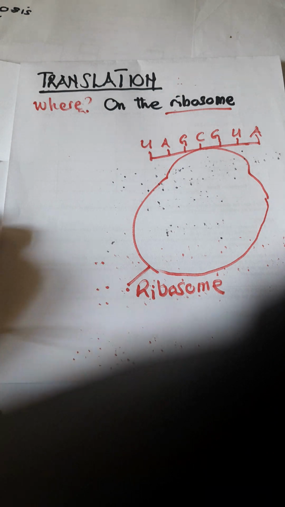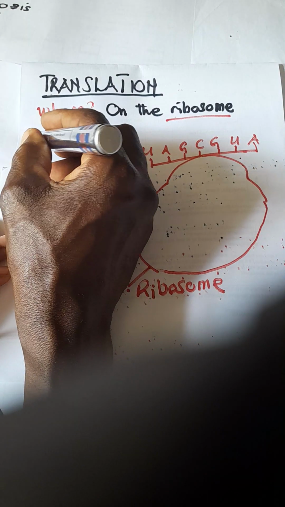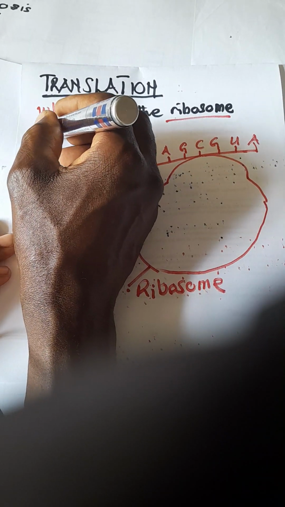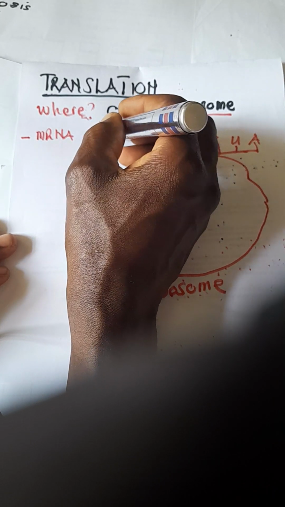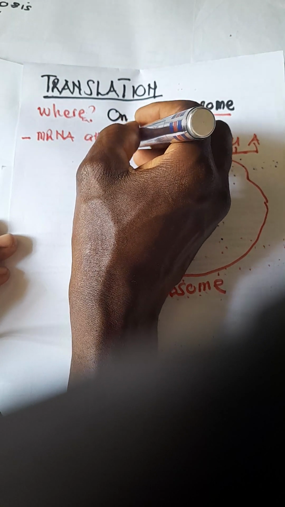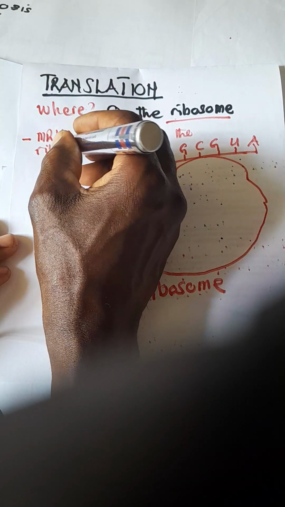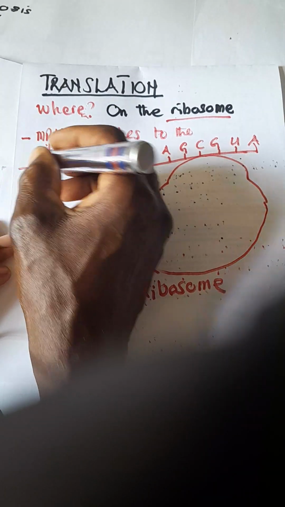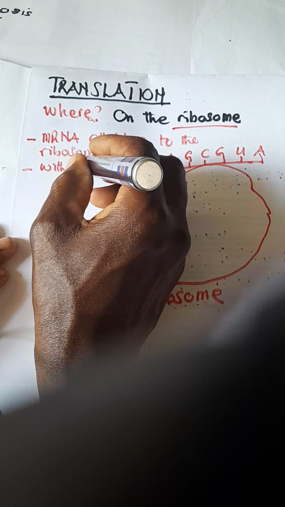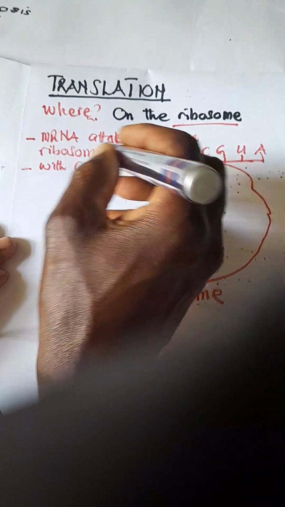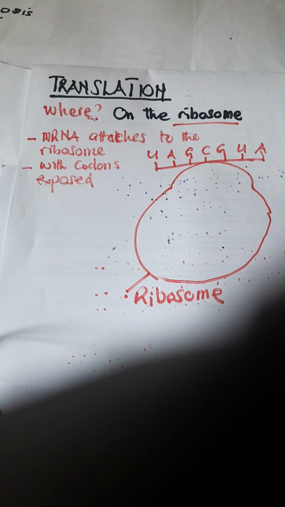Maybe we can actually write short notes here. So the process of translation goes as follows. Number one, mRNA attaches to the ribosome. This is the first point. Now with the codons exposed. So the codons are exposed, right?